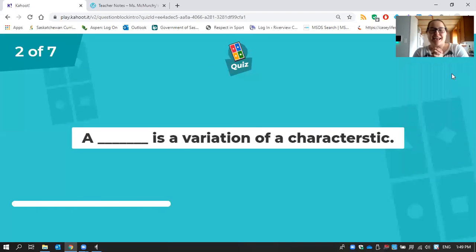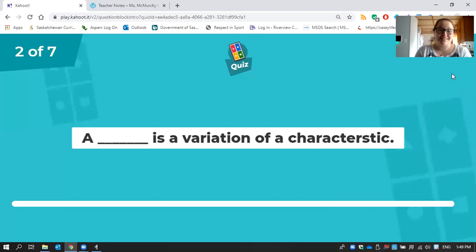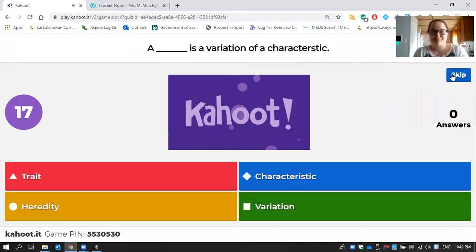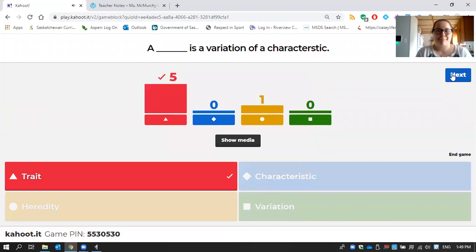Okay, question 2, a blank is a variation of a characteristic. You can think of it as a type of characteristic. There we go. Good job, guys. So a trait is a specific type or a variation of a characteristic. Remember, variation just means that it's different. So it's a different kind of characteristic from that same category. For example, the trait itself is, as I said, blue eyes, green eyes, or even brown hair.